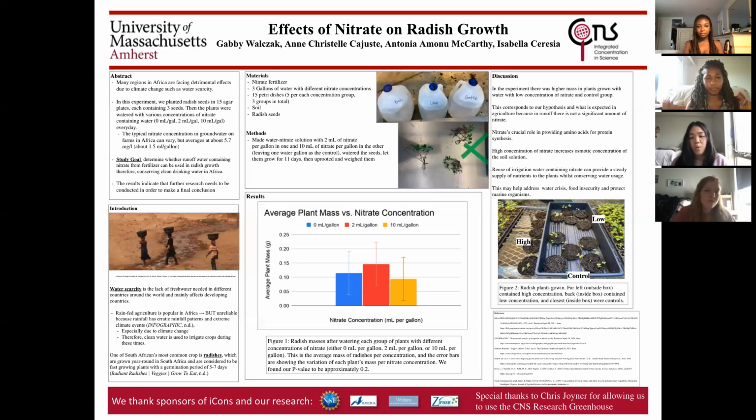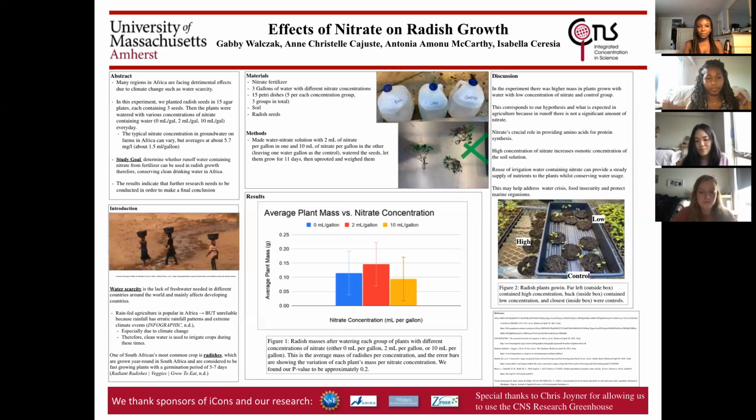And so when there isn't rain to water the crops, they use clean water, which obviously contributes to a water shortage. As a result, our project is to see whether we can reuse runoff from fertilizers to conserve that water in areas like South Africa. The reason why we chose radishes in particular is because they have a short germination period, which was good for our study since we didn't have that much time. And also it's one of the most common crops in South Africa.